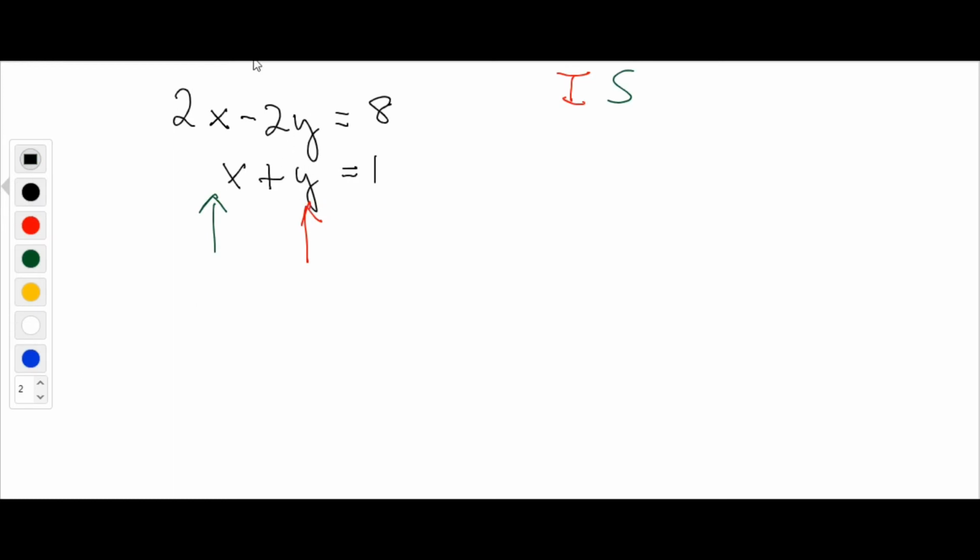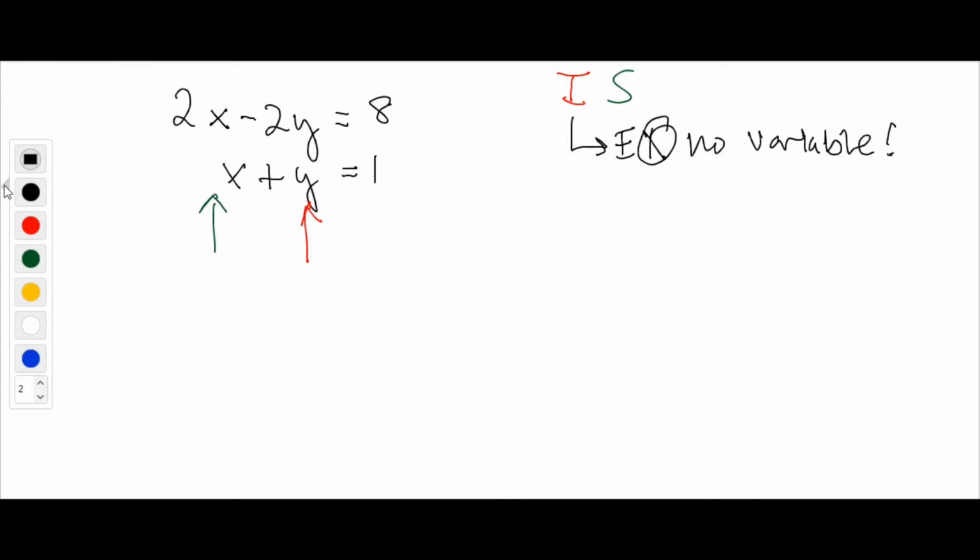That means when we say isolate, we want to eliminate this variable. We want this to be exterminated. So x, we don't want. So no variable. We do not want that there. We want to eliminate it. We don't want that there.